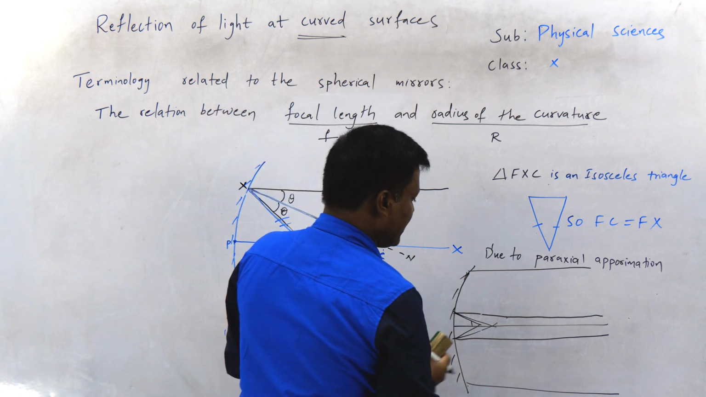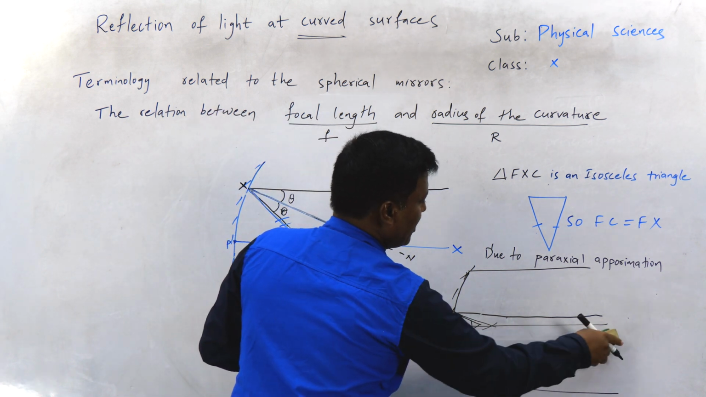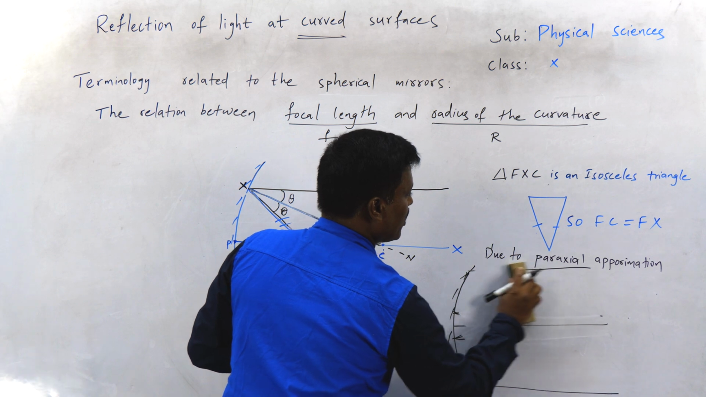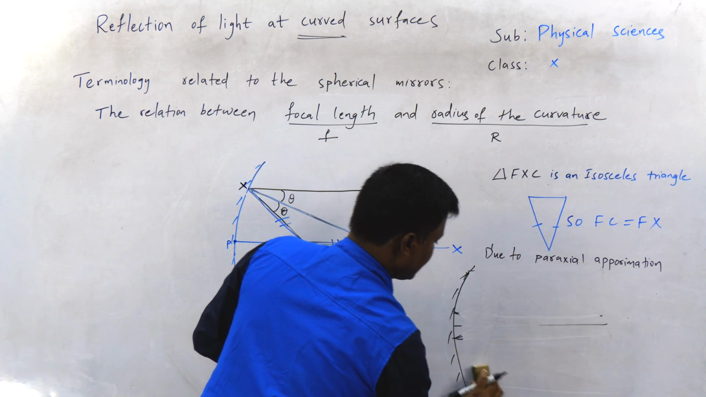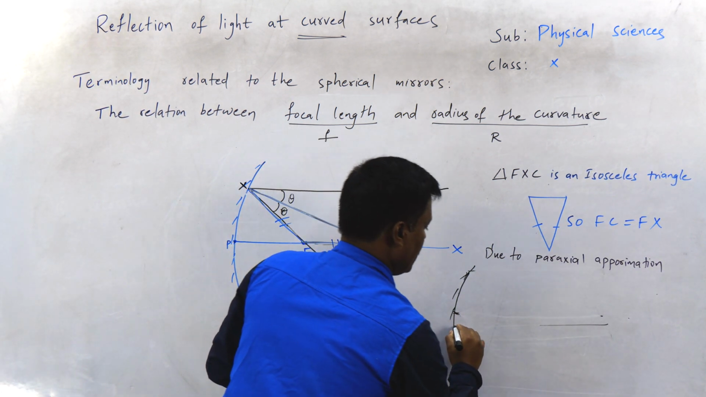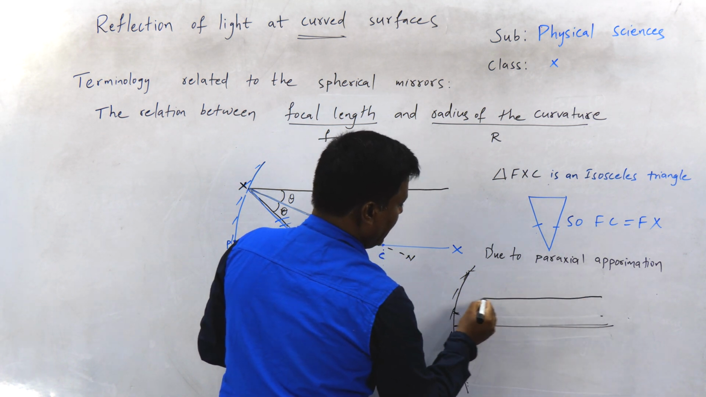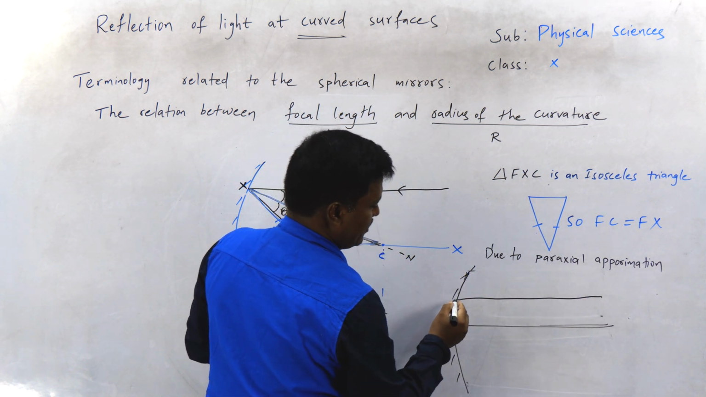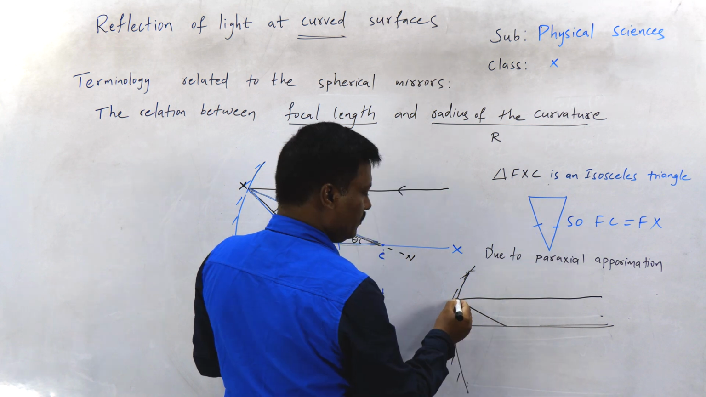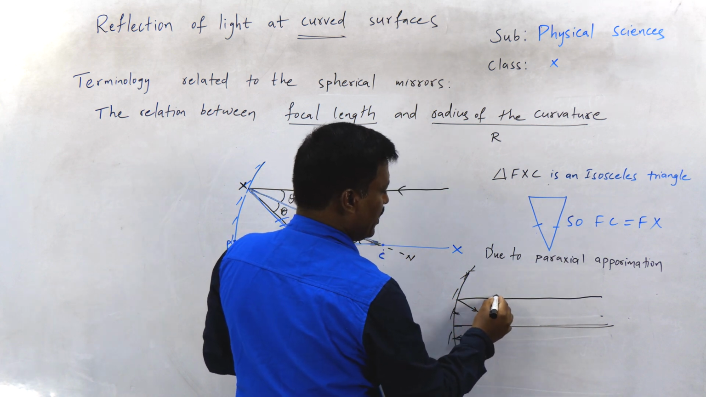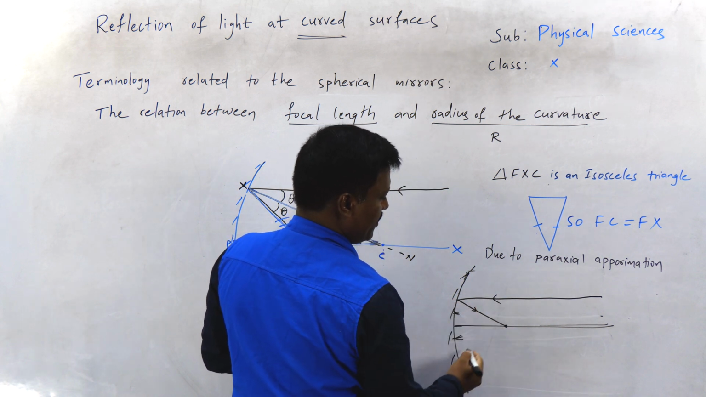So paraxial rays and marginal rays. What are called paraxial rays? The rays which are passing very close to the principal axis are called paraxial rays. I will show you. So this is one of the rays, one of the paraxial rays. After reflection, this ray is going to meet the principal axis at this point.